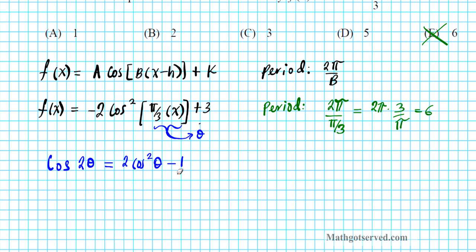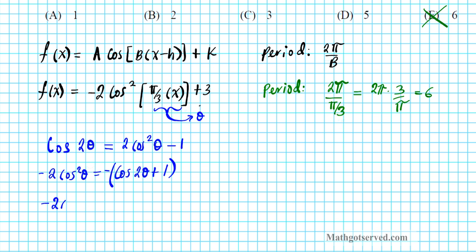So we're going to have to add 1 to both sides. So we have 2 cosine squared theta equals cosine 2 theta plus 1. Oh, there's a negative there, so we might as well just introduce the negative. So multiply this entire equation by negative. So negative 2 cosine squared theta is going to be negative cosine 2 theta minus 1. So we can now make a substitution here.